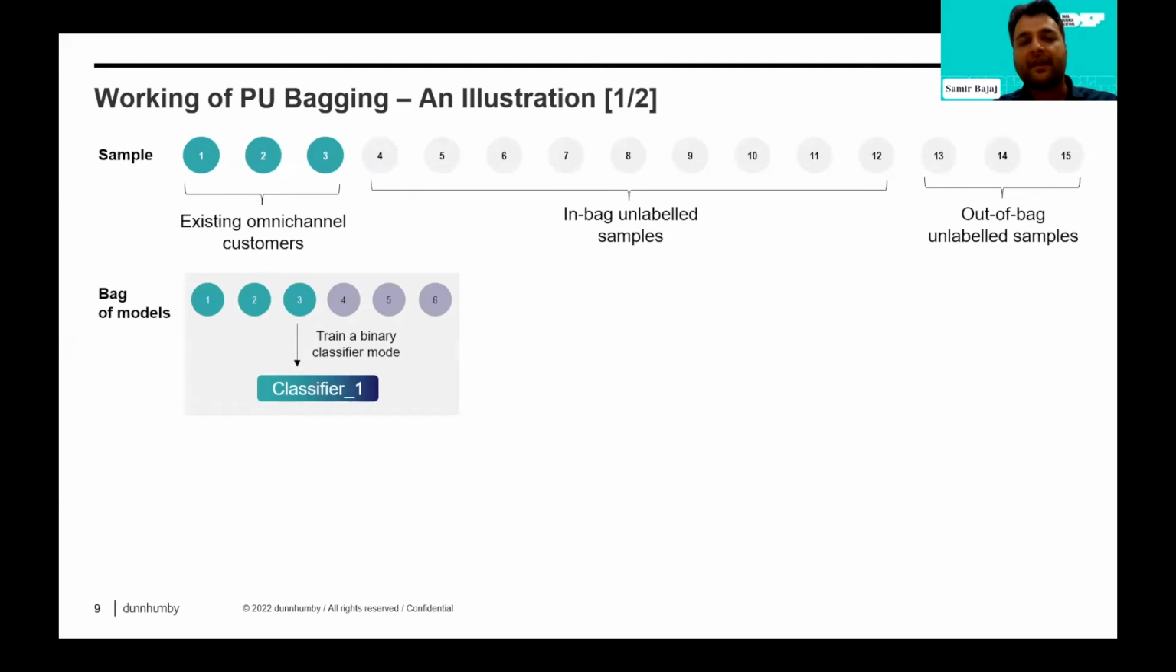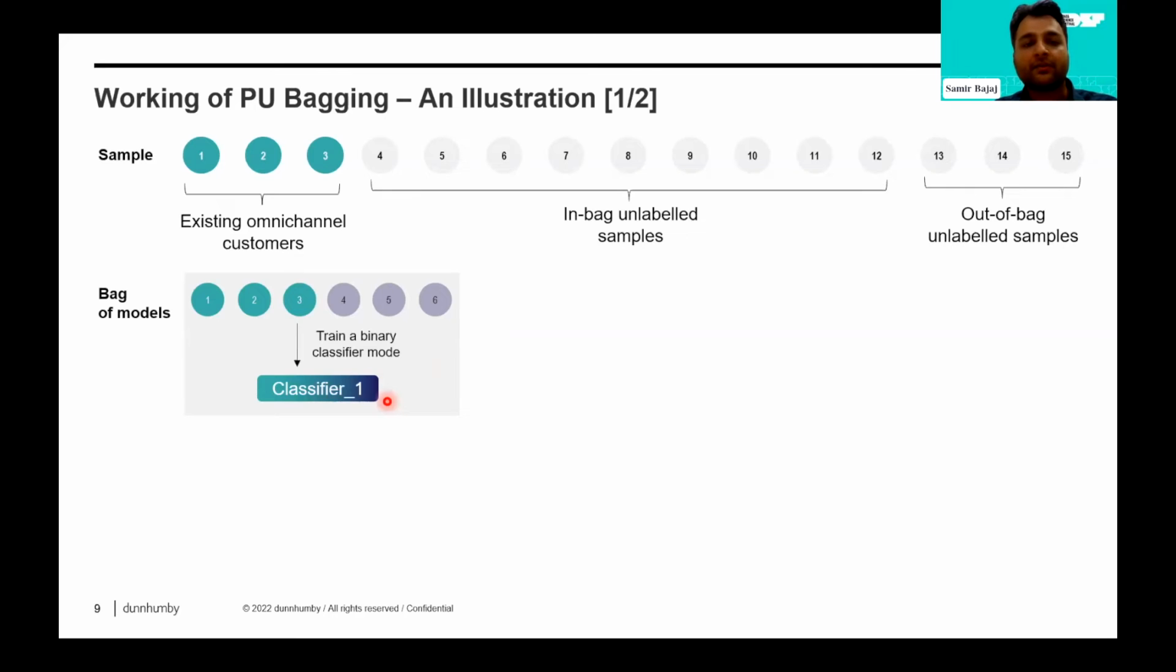Next step is we create a bag of models, and that is what we refer to here as bagging. The bag of models is built from those in-bag unlabeled samples, where we randomly and iteratively sample some of those customers. So let's say in the first model, which goes into the bag, customers 4, 5, 6 are sampled. While this classifier 1 is being trained, only during this period, these customers become transient negatives, just for the sole purpose of building this classifier.